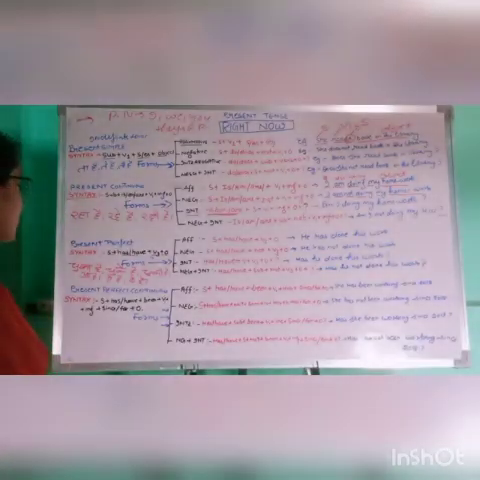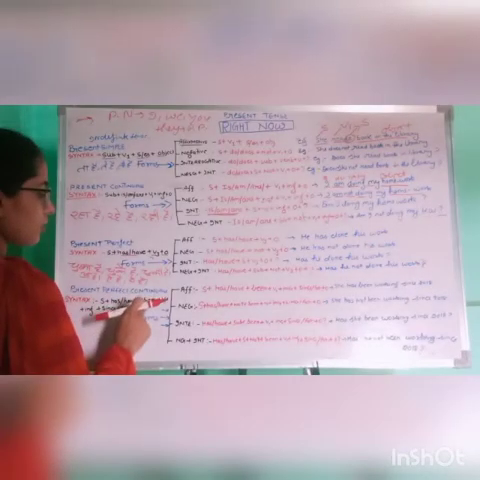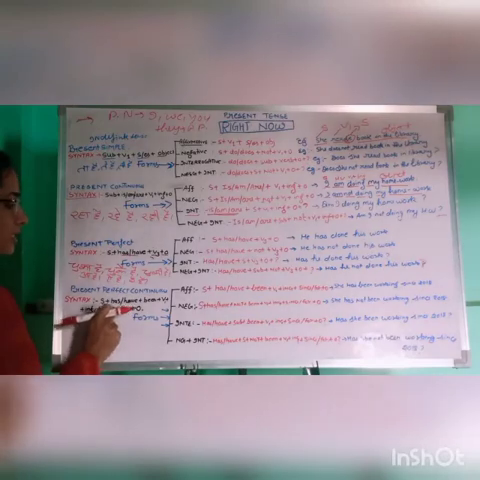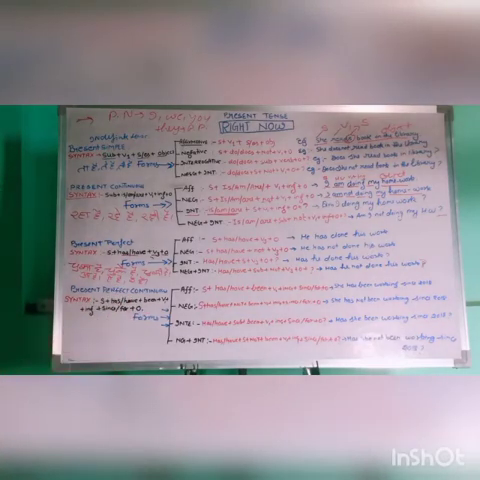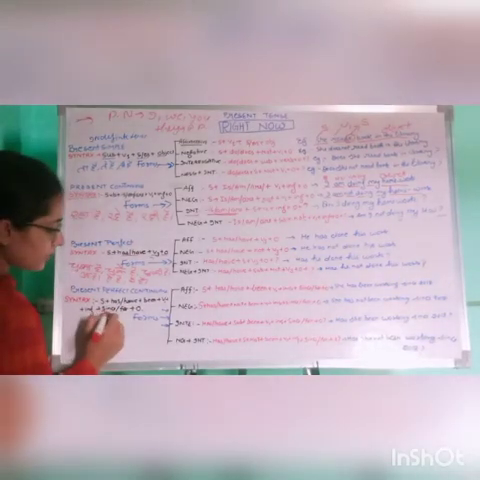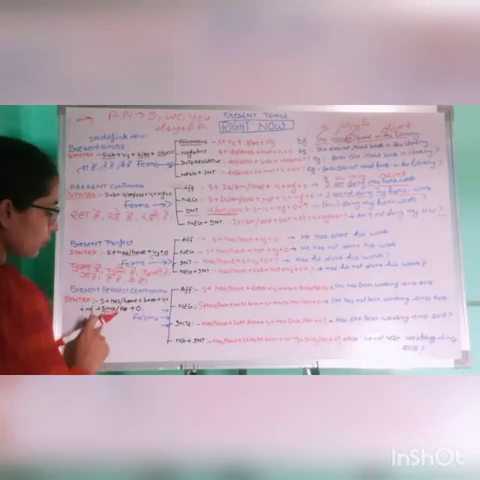Now let's move towards the present perfect continuous. The simple syntax of the present perfect continuous will lie as subject plus has or have plus been plus verb first form plus ing plus since or for plus object. Now I want to tell you one thing, that whenever the time period is fixed, or you can say definite, then we will use since.